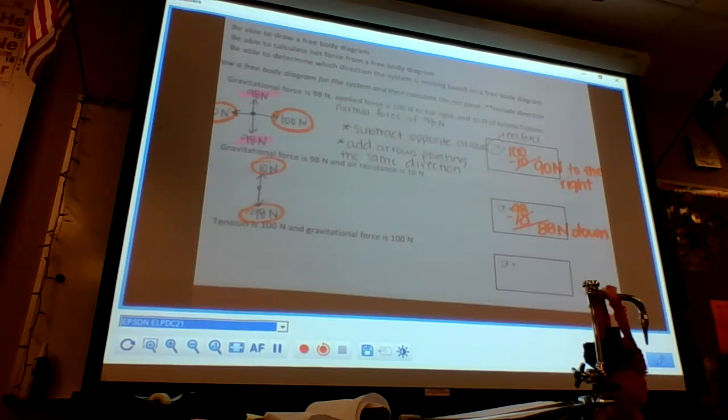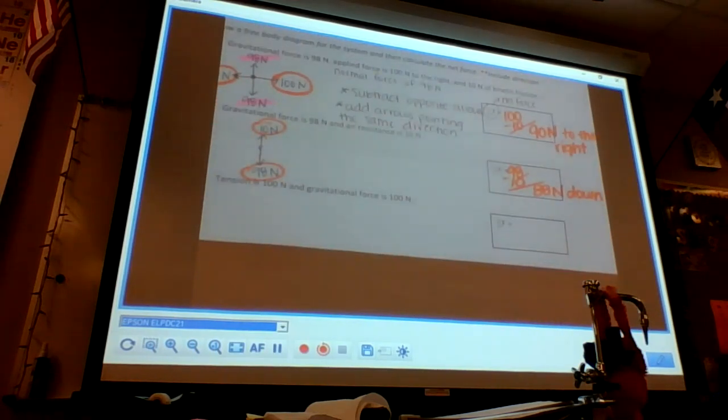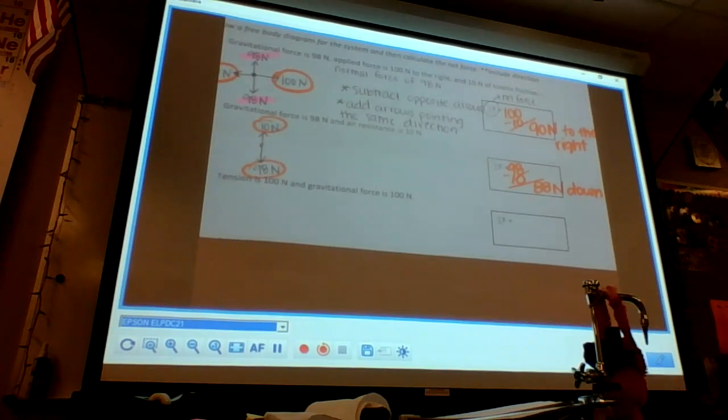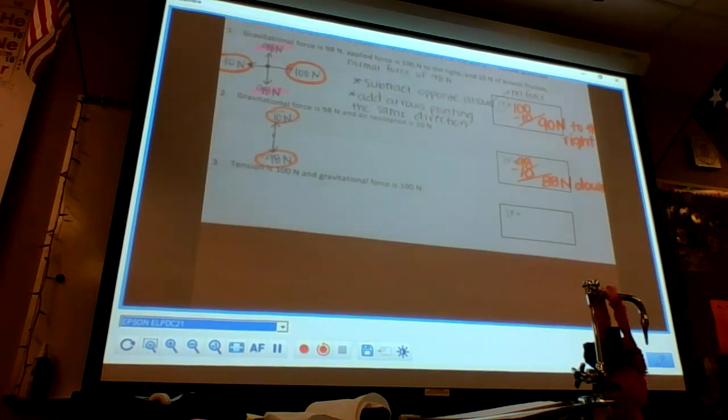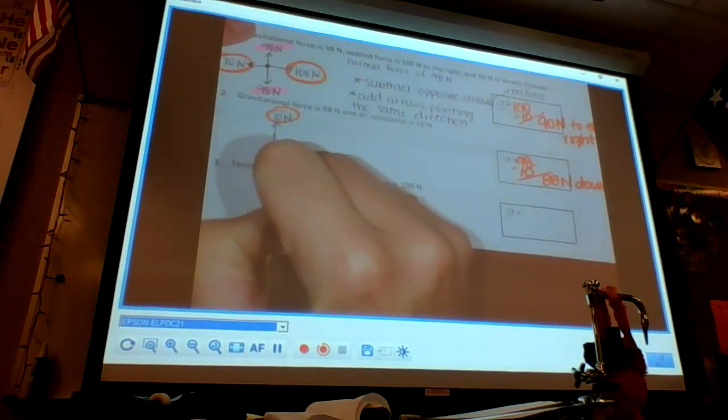Okay, are we okay on these? We have a third one, but are we getting the hang of it? Okay, stop me if you have any questions. The main thing on these is going to be drawing your free body diagram, knowing which way your arrows go. Okay? Number 3, tension is 100 newtons and gravitational force is 100 newtons. So, I know gravitational force goes down.